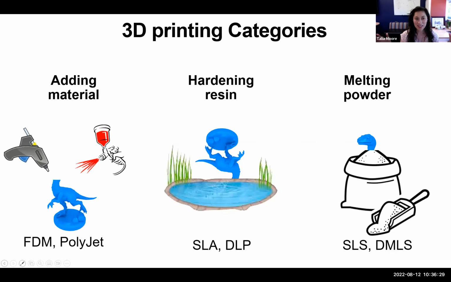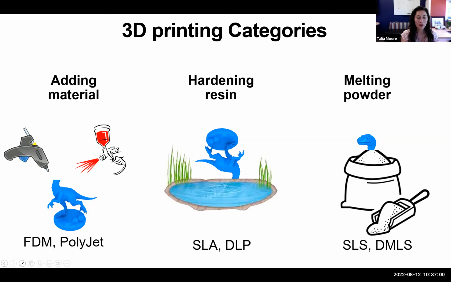Here are the three different general categories that I came up with for 3D printer technologies. I know that they can be categorized in different ways, but this is how I'm organizing it today. So on the left, we have just adding material. There isn't any material in your print space, you're adding it to create your 3D printed object. And that'll include FDM and Polyjet.